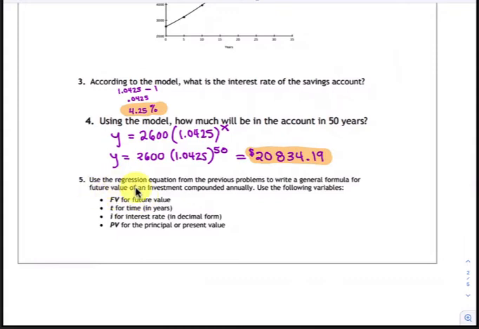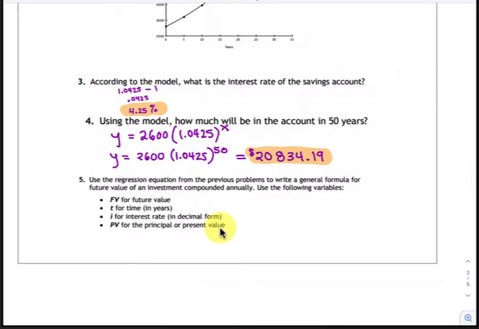All right, and then question 5, use the regression equation from the previous problems to write a general formula for future value of an investment compounded annually. Use the following variables. FV stands for the future value. That would be like Y. T is the time in years. That would be like the X here. I is the interest rate. That would be the decimal part of this common ratio. And then PV is the principal, or the present value.